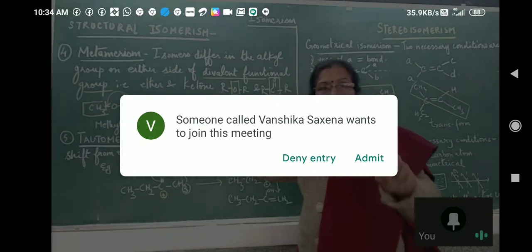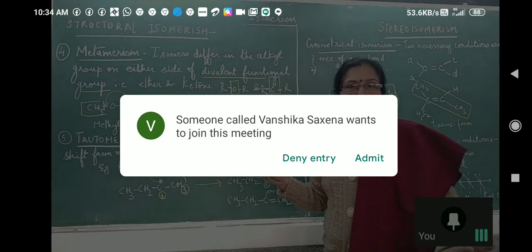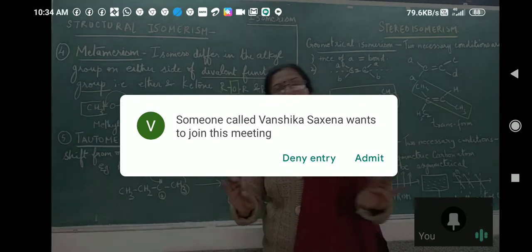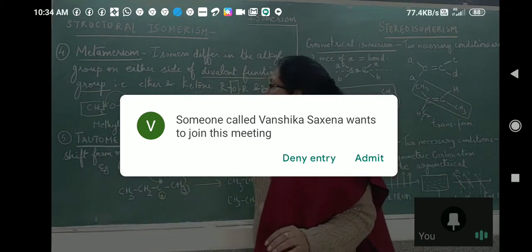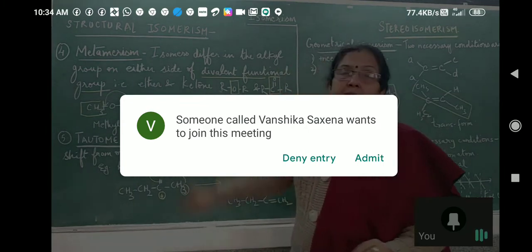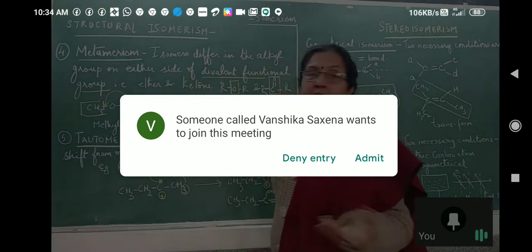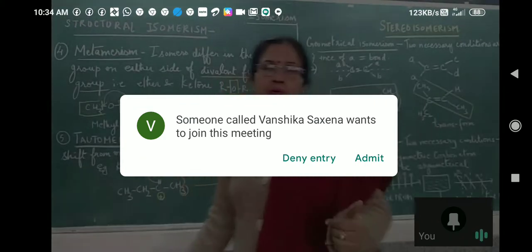So that will not be a metamer. If the name is the same, it is not an isomer. If the IUPAC name is the same, it is not an isomer. Is that okay? So here the molecular formula is the same, only the alkyl groups are different. Instead of oxygen, we can write C double bond O, and you can give the same example for ketone also.